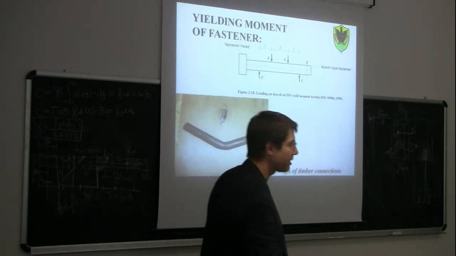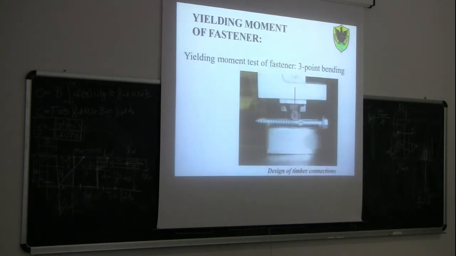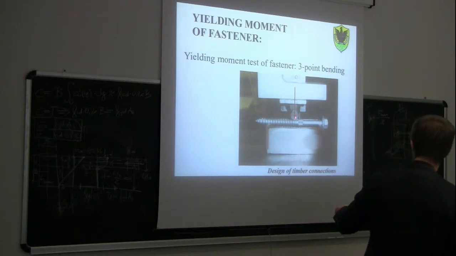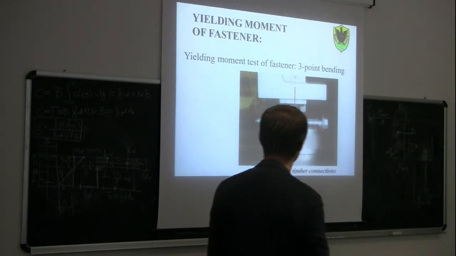In other words, the system of bolt and wood plate connected, for example, to a steel plate with a bolt, may fail for coupled plasticization of the wood at the interface with the bolt and plasticization of the bolt itself. Okay? You can also do a direct bending test on a screw like this, in order to find out the yielding moment of the screw itself.